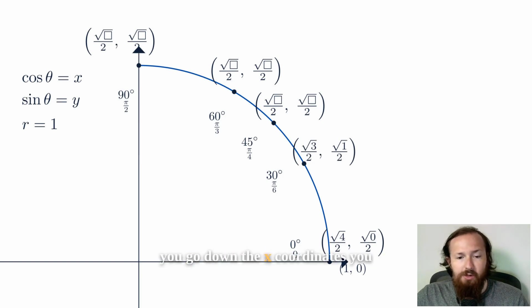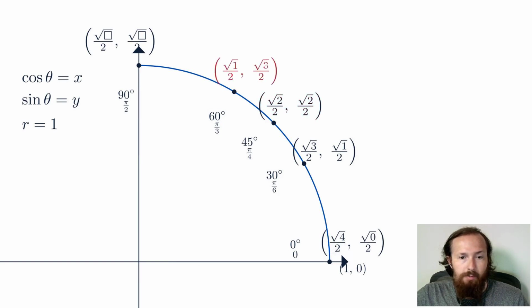As you go down the x-coordinates, you count down. As you go up around the y-coordinates, you count up. So 3, that'll become a 2. This will become a 2. This will become a 1. This will become a 3. This will become a 0. And this will become a 4.